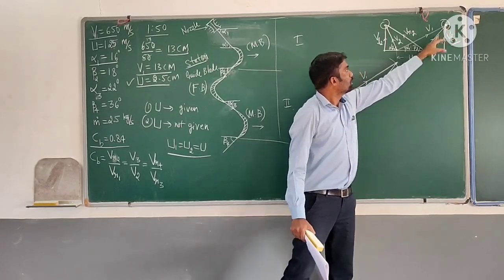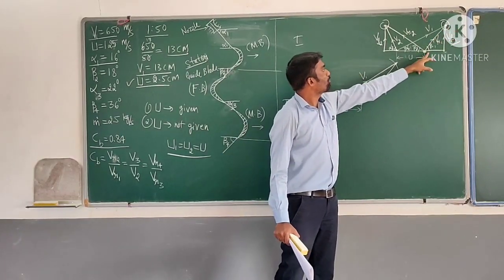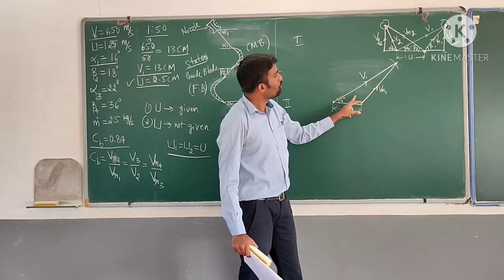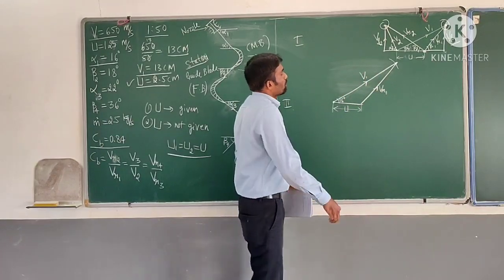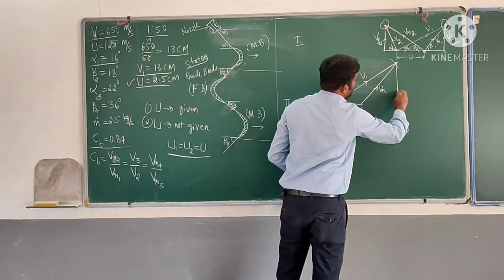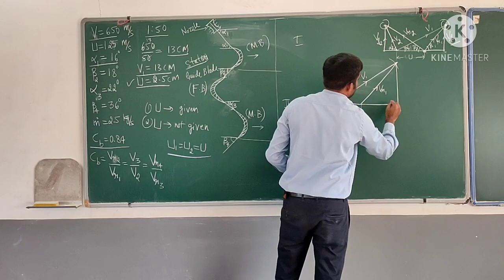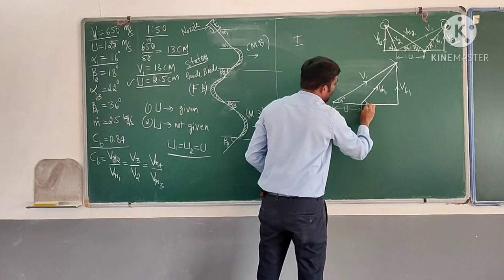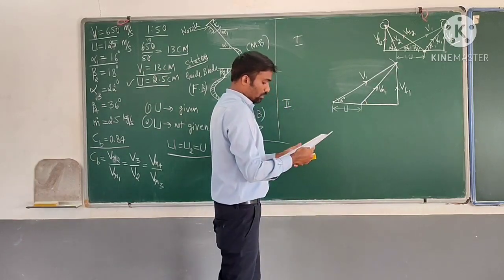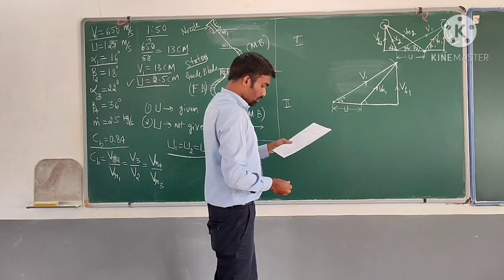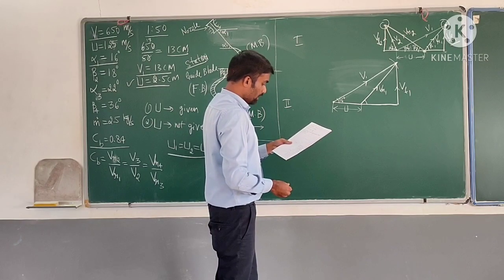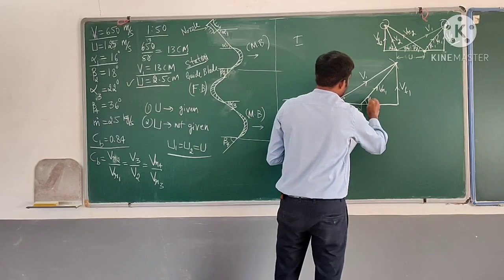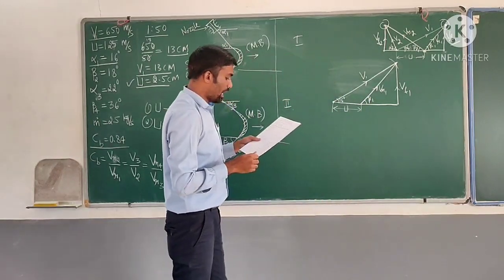So from that point you can join to the other point of U. Here we have joined, so we will get this part. Next, from the intersection point, draw a perpendicular and join this one. So this is our VF1, and this angle you have to measure. If you measure, you get to know the angle. This is actually beta 1. So you can measure and find out what is the angle.